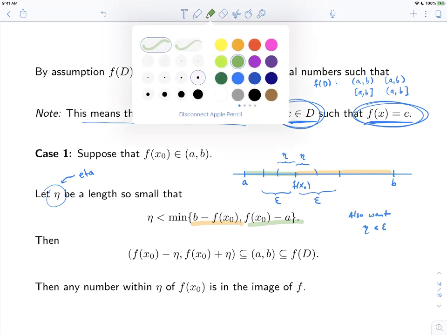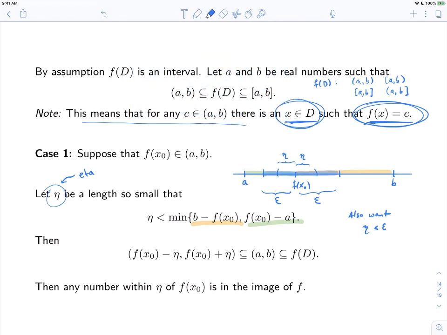So let's find yet another color here. So this is epsilon. That's our little interval. So the idea here is we want to show that we can choose some delta so that if x minus x naught is within delta, then all of the outputs are necessarily within epsilon. So we want to show that there is some delta, so that if the inputs are within delta of x naught, then the outputs are necessarily in this interval.